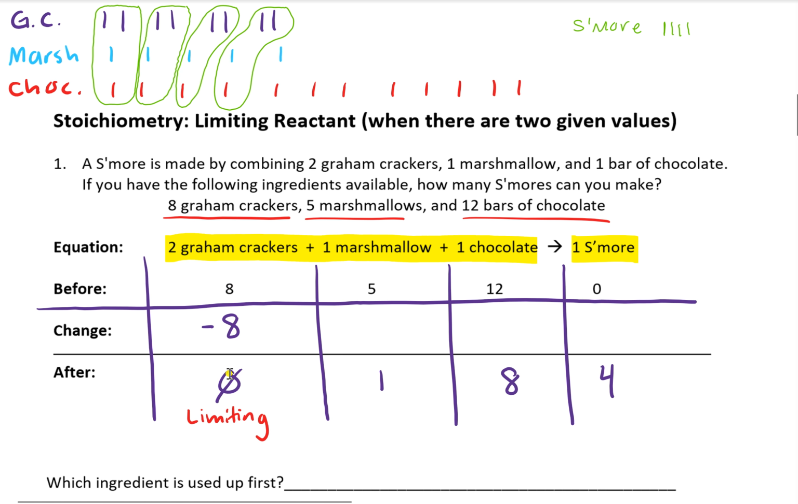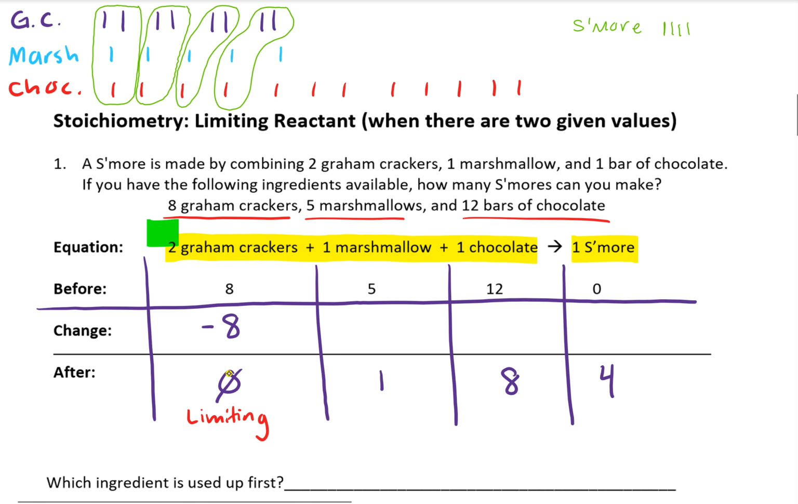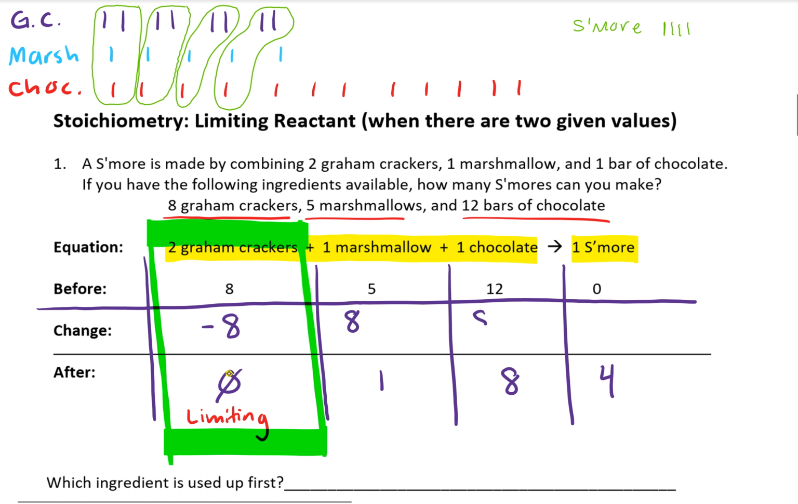And I'm going to put a box around the graham cracker column to really focus in on the fact that this one is 0 at the end of the reaction. It's called your limiting reactant. And its quantity determines how many marshmallows are used. So we're going to copy that 8 all the way across into all the other change boxes. Since marshmallow is a reactant, it gets a minus sign because you're using it. Same goes for the chocolate. But the s'mores are products, so they get plus signs.